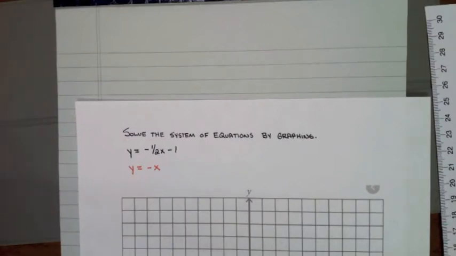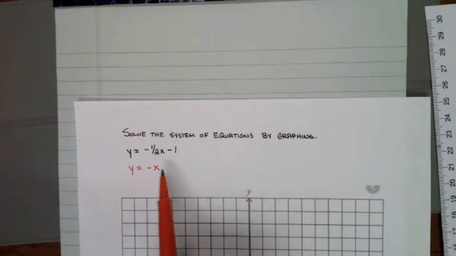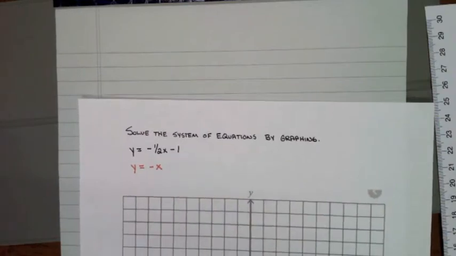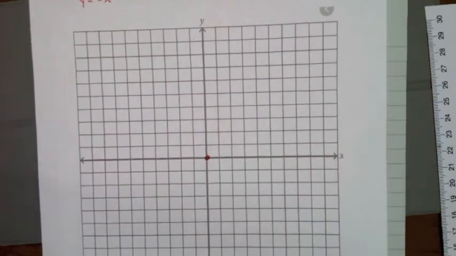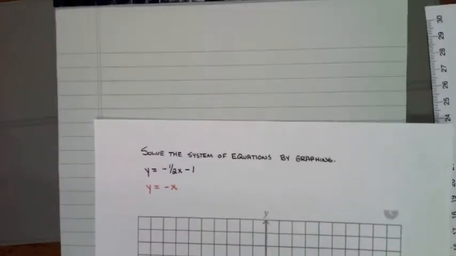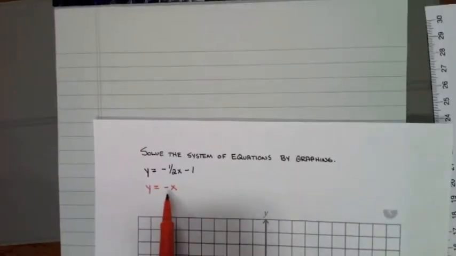It's in slope-intercept form. That means I need to use the y-intercept out here to graph it first, and then the slope. Since I don't see a number out here, that means my y-intercept is 0. That's where I put my first point. Then I use the slope. The slope is the number in front of the x. What number is in front of the x? A negative 1. I need to write it as a fraction. That would be negative 1 over 1.